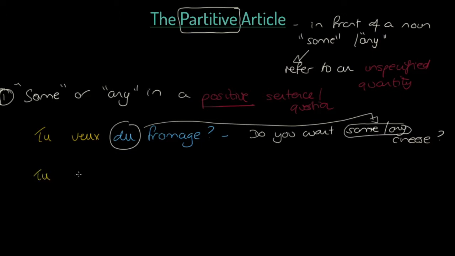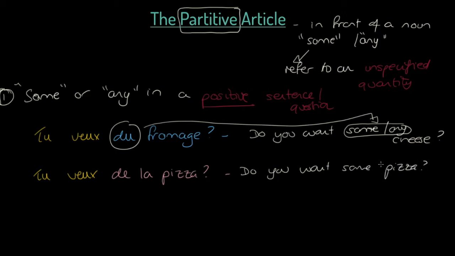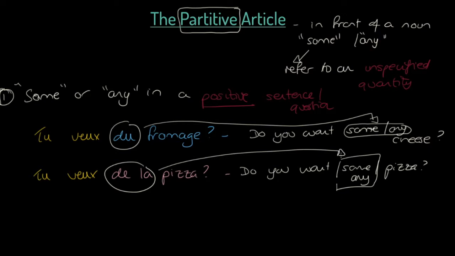What about this one here? Tu veux de la pizza? Do you want some pizza? Translating here as some, I suppose. Any, do you want any pizza? Want some pizza? Yeah, it works in both, doesn't it, in English? Okay, so de la here becoming some or any.